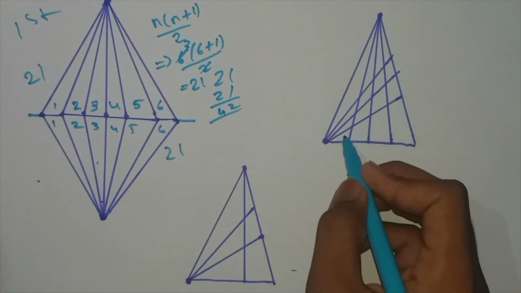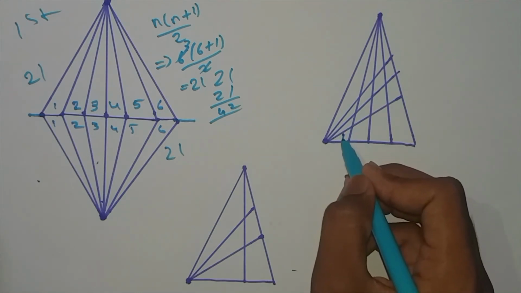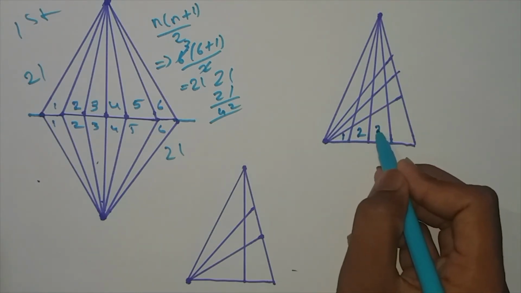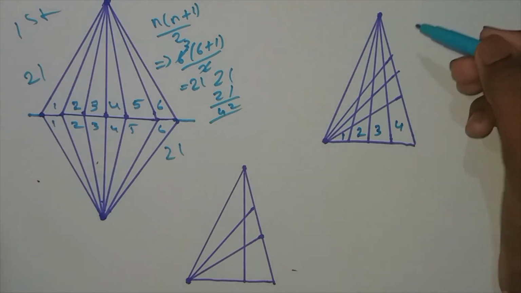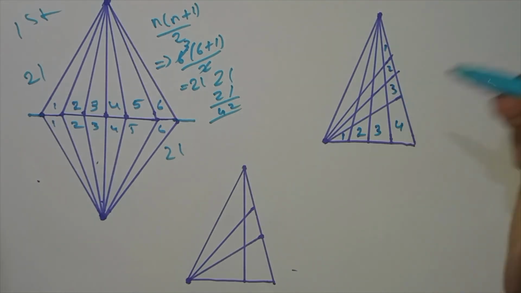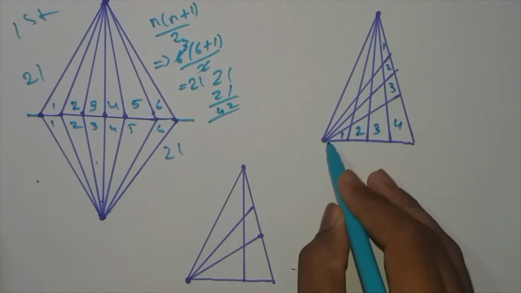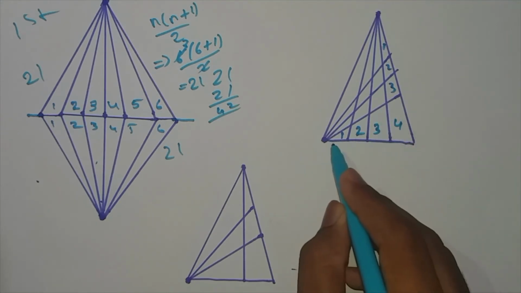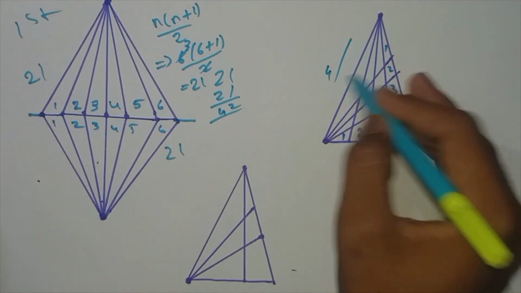Now the shortcut trick is to write natural numbers for every part. So let's suppose this is 1, this is 2, this is 3 and this is 4. From upwards also write natural numbers, that means 1, 2, 3 and 4. So see carefully, there is an equal number of divisions. This has 4 parts and this also has 4 parts.